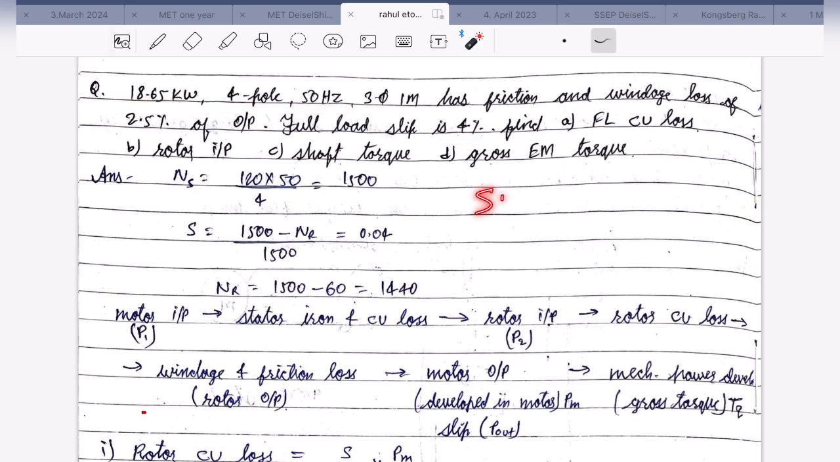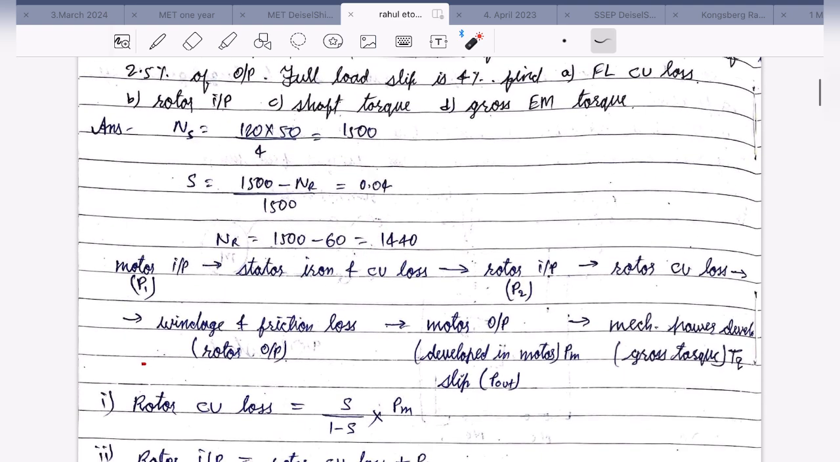We all know slip is (Ns minus Nr) by Ns into 100. This part is already given as 4%. So at least we can calculate Nr from there. This is the formula. Putting all the values in the formula, we are getting Nr equal to 1440. Nr is the speed of the rotor.